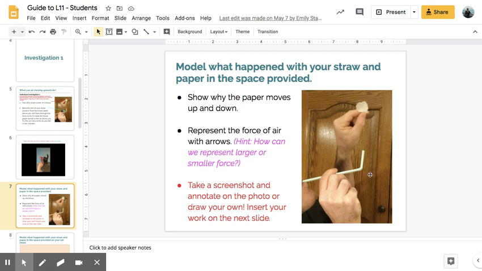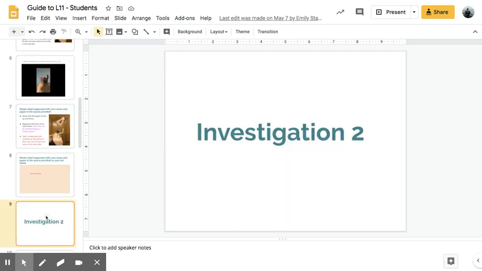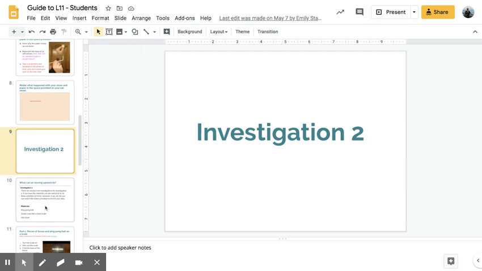So if the paper is moving up, which way should there be bigger arrows? Should it be pointing up or should it be pointing down? That's what you want to stop and think about. You'll put your model on the slide in this beige square and then move on to investigation 2.